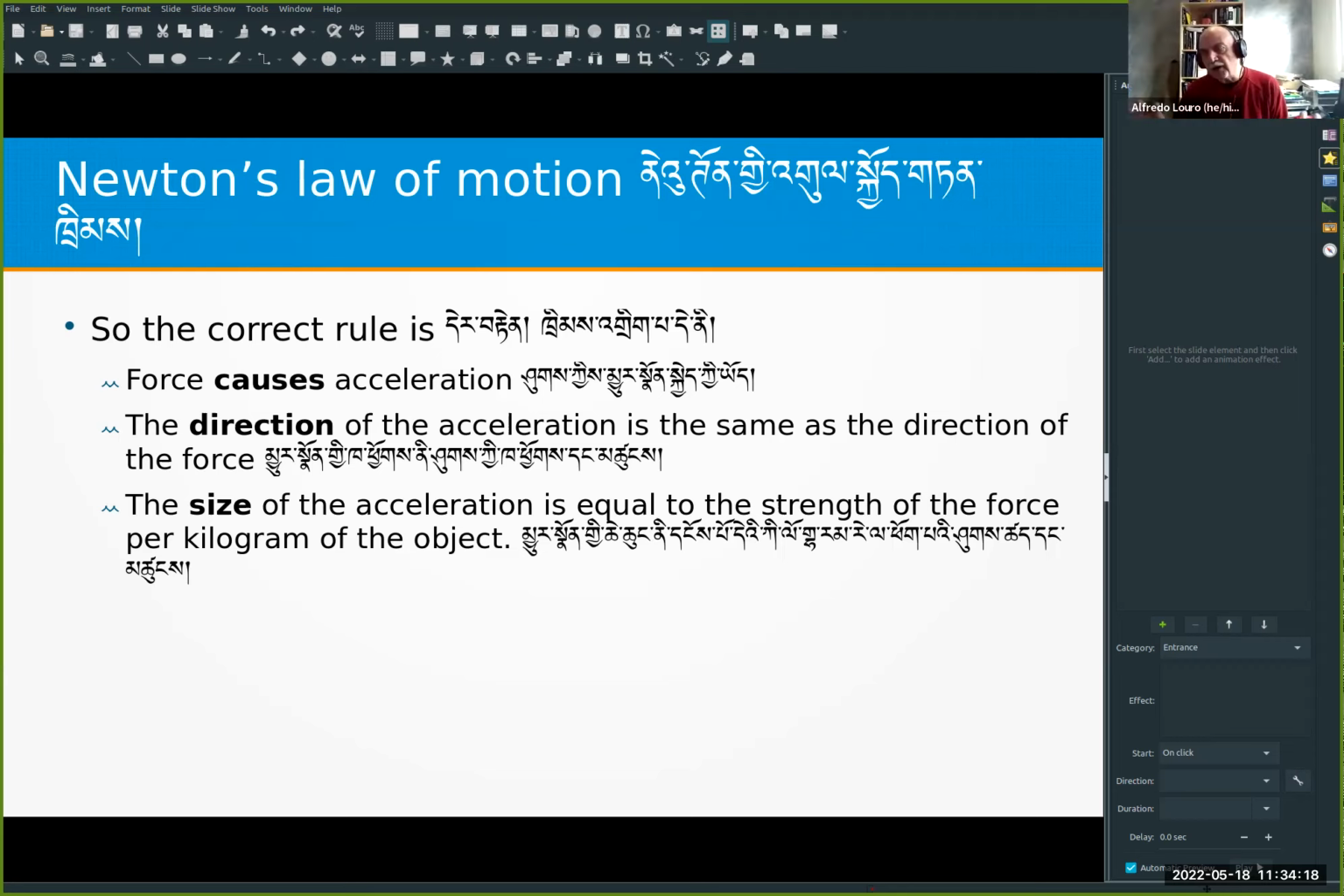So if I apply exactly the same push to the ball and to the elephant, the elephant's acceleration will be 1,000 times smaller than the ball's acceleration.